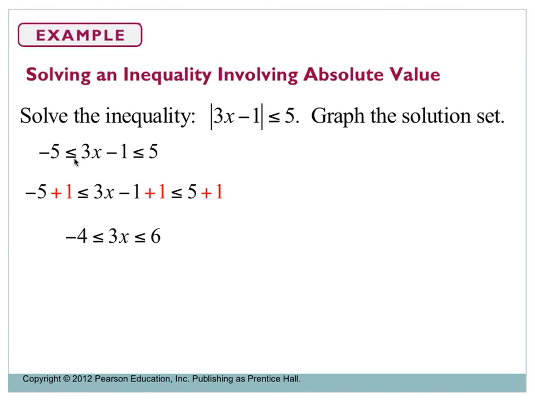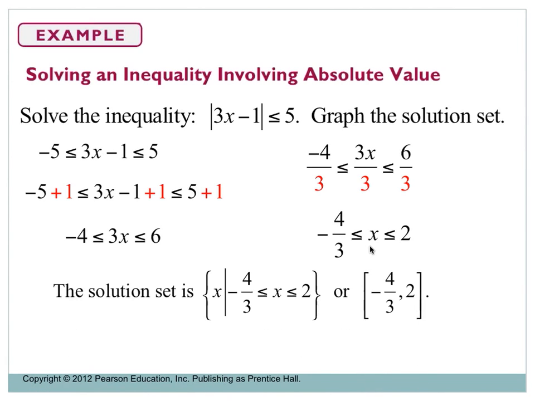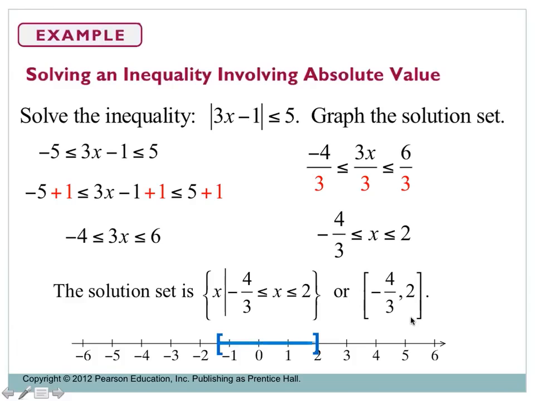You add 1, and then you divide by 3. So what you're left with is negative 4/3, which is less than or equal to x, which is less than or equal to 2. In interval notation, this would be negative 4/3, comma 2, both with brackets since those numbers are included. And if you wanted to shade it, it would be shaded like this.